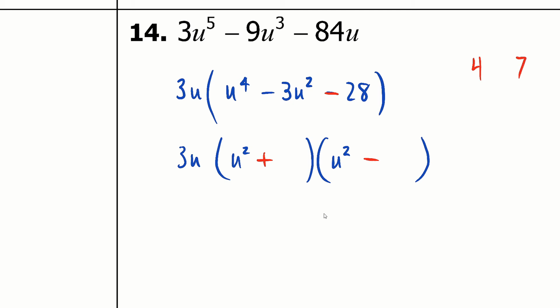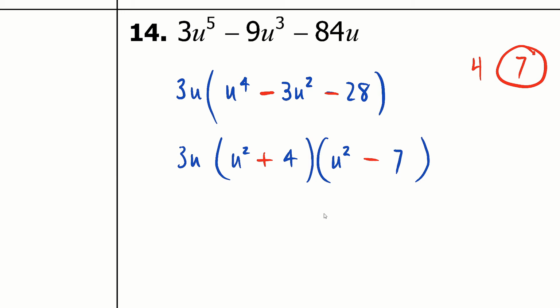So my last thing is, how do I know which one it is? Well, look at that minus sign. It wins. If it wins, it has to go with the bigger factor. That's the 7. So it's u squared minus 7, and it's u squared plus 4. Now, if those would have been switched, I would have been able to break down u squared minus 4. But as it is, I'm done.